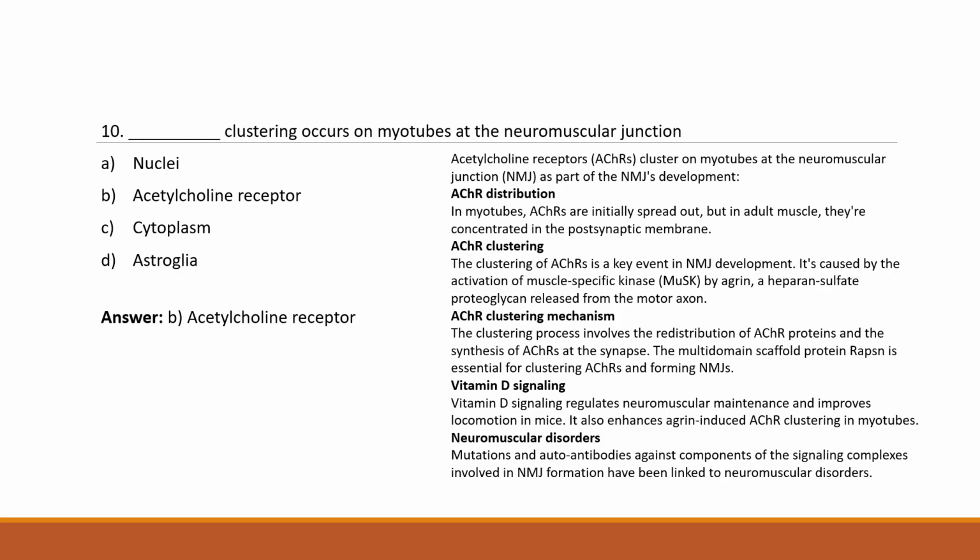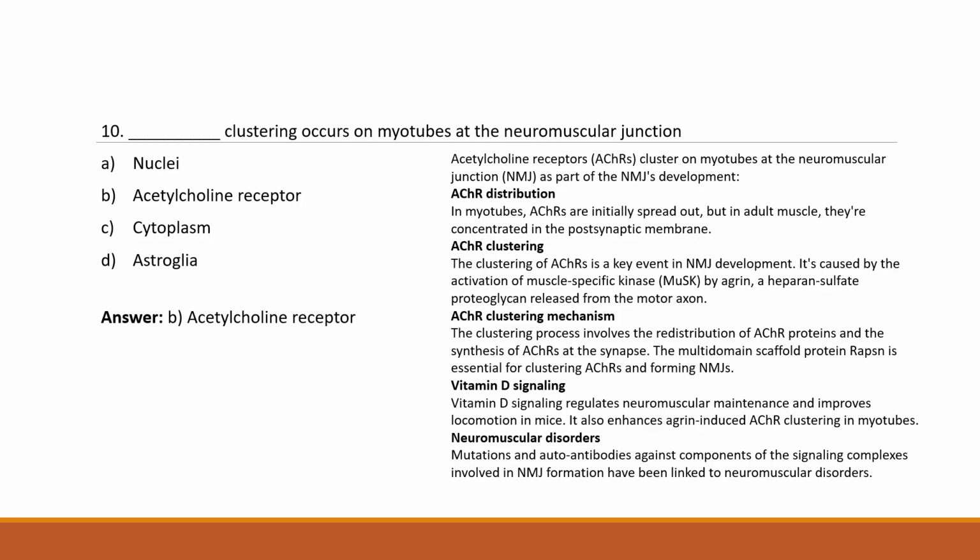Next, the clustering mechanism. The clustering process involves the redistribution of acetylcholine receptor proteins and the synthesis of acetylcholine receptors at the synapse. So the synthesis occurs at the synapse, and then the proteins are redistributed to wherever they are required, wherever the acetylcholine is released. Then the multi-domain scaffold protein RAP-SN is essential for clustering of acetylcholine receptors.